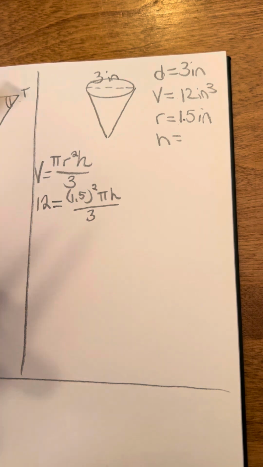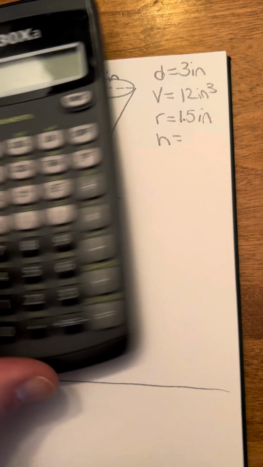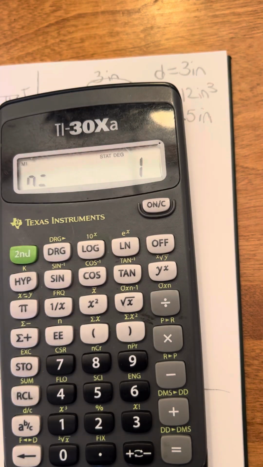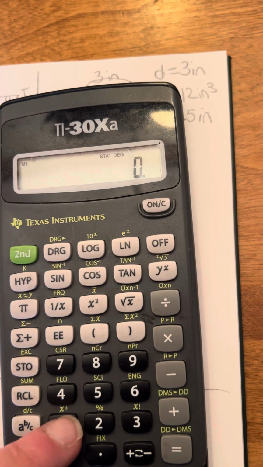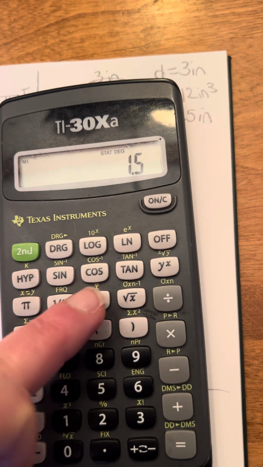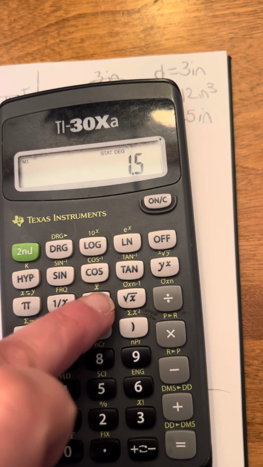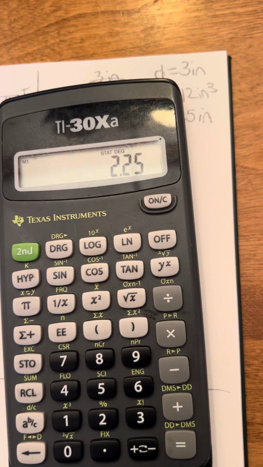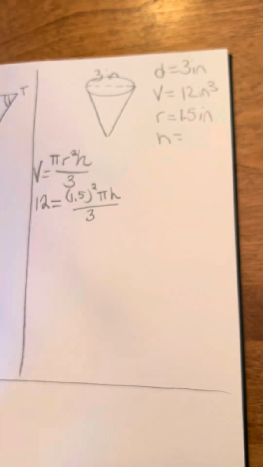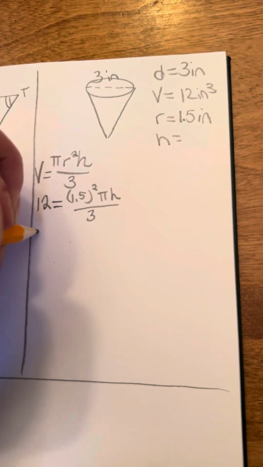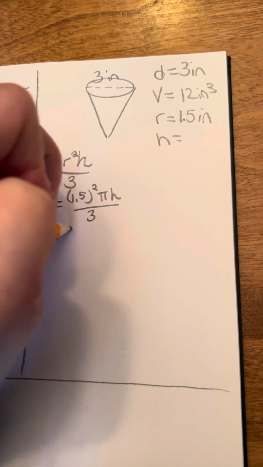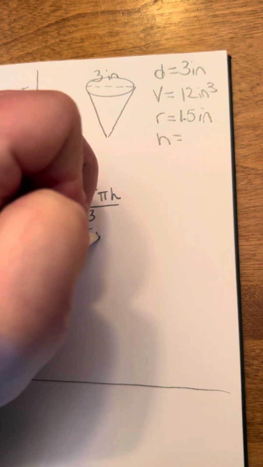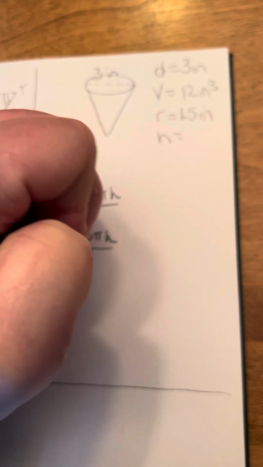So the first thing I want to do is square that 1.5. So as you can see, I just got my calculator here. We're going to just clear it out, 1.5, and you're going to hit that square button, which is right here, which is 1.5 times 1.5, which you get 2.25. So I'm just going to rewrite that over here underneath. So 2.25 pi h divided by 3.